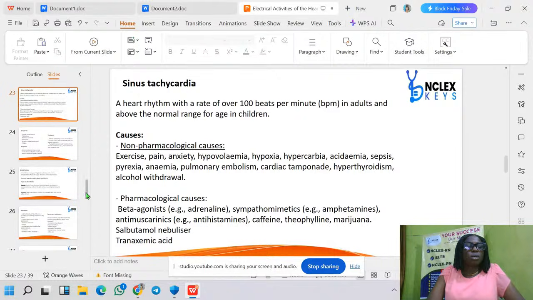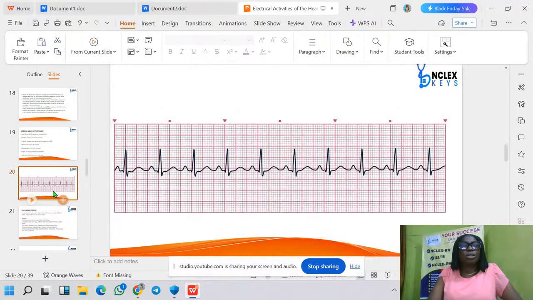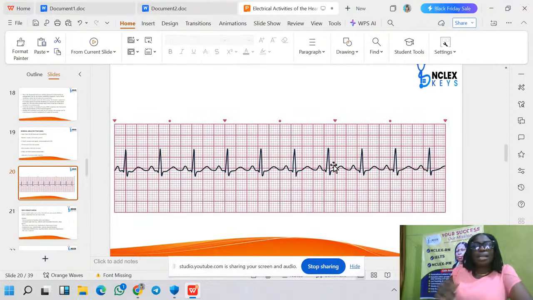I'll give you a sample now. Look at how this one looks. You can see the space. By the time you're having sinus tachycardia, this space you are seeing may be 2 spaces, or even 1, or even 1.5, depending on how high the pulse is. And that is how you will know this is sinus tachycardia. Please, you need to be able to differentiate between all these, and they are not difficult.